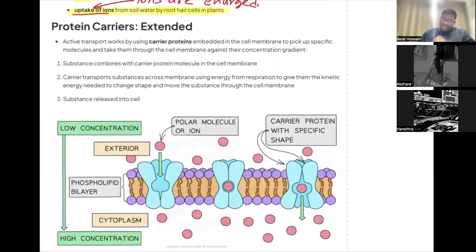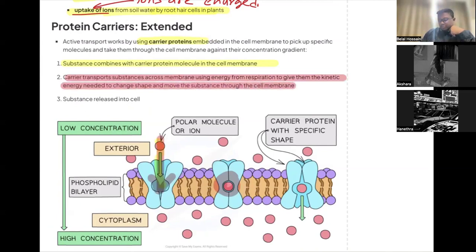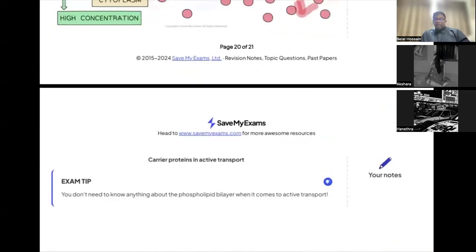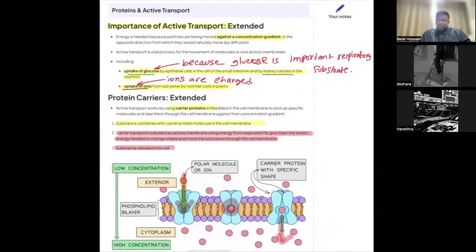So how does active transport work? It uses a carrier protein. Substances combine with the carrier protein. As you can see, substances coming in, combining. The carrier protein transports substances across the membrane using energy from respiration, giving them the kinetic energy needed to change shape and pass them through the cell membrane to the other side. Substances are released into the cell. We are done with this particular note.